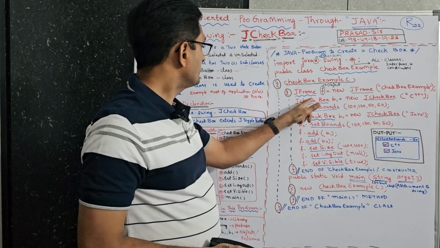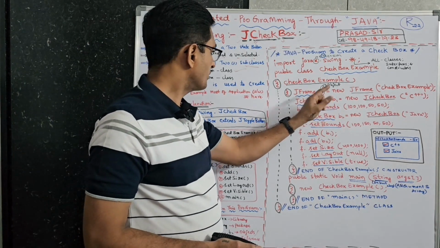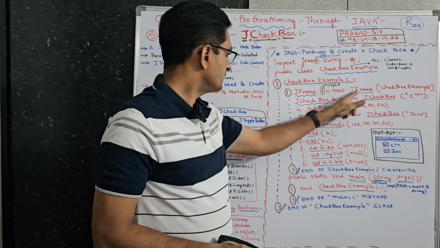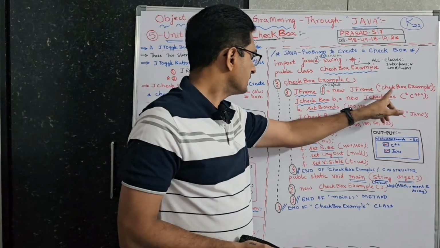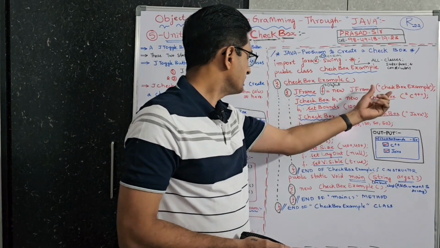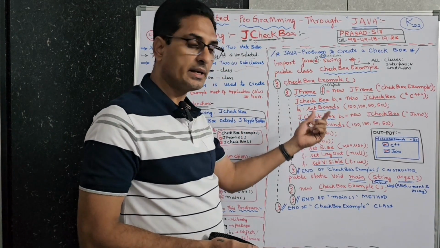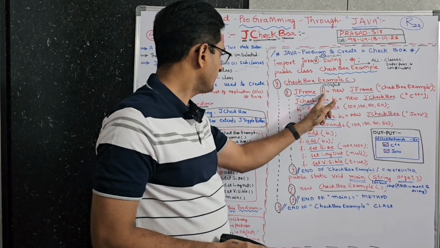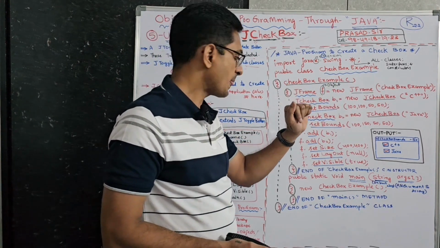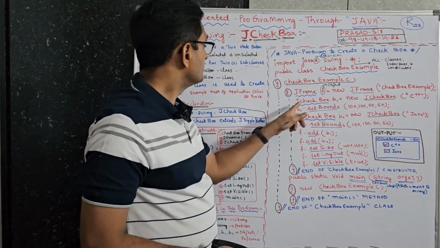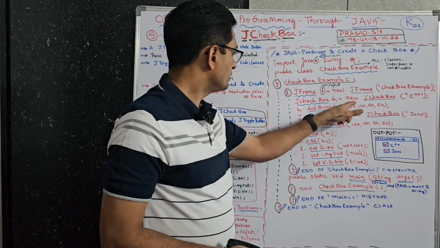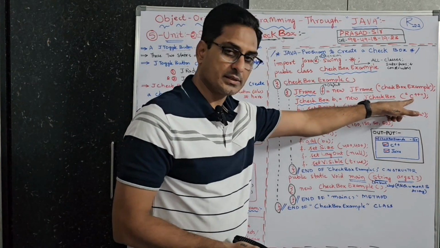And JFrame is a class. F is an object is equal to new JFrame, which is a constructor. CheckBoxExample. So this is the syntax for creating an object. Here F is an object, new is a keyword. I wrote it in detail. JCheckBox B1 is equal to new JCheckBox C++.